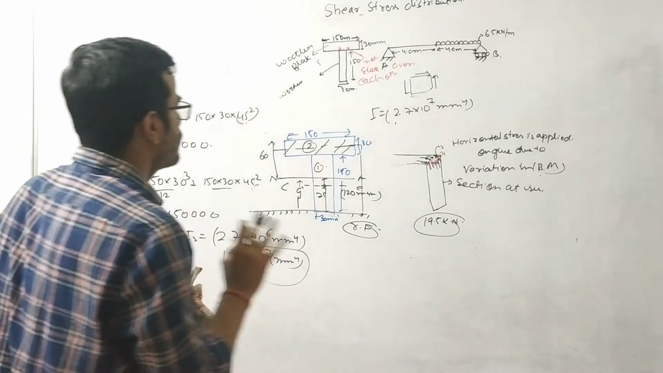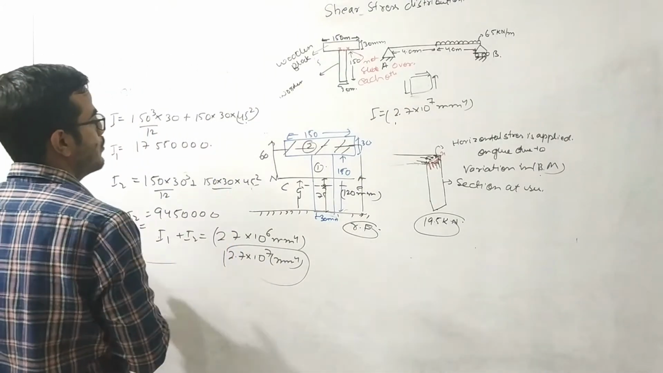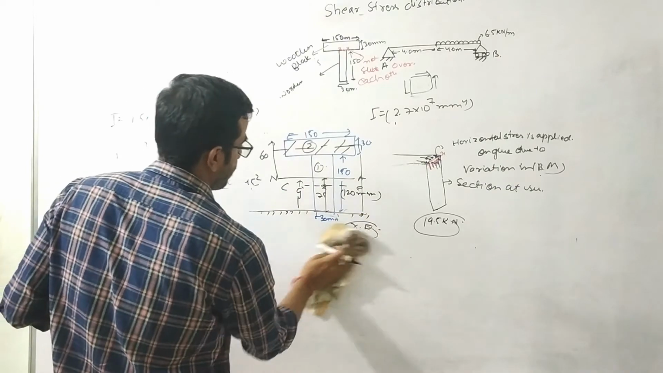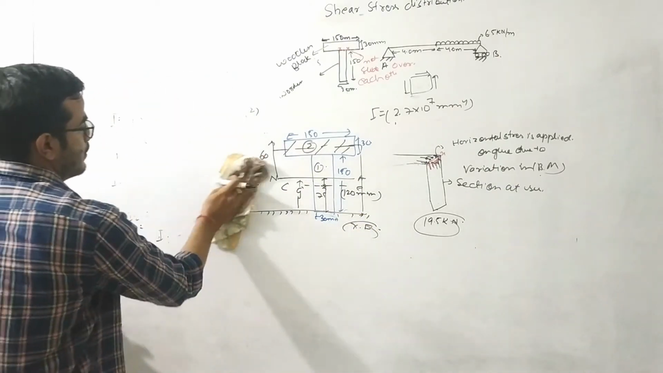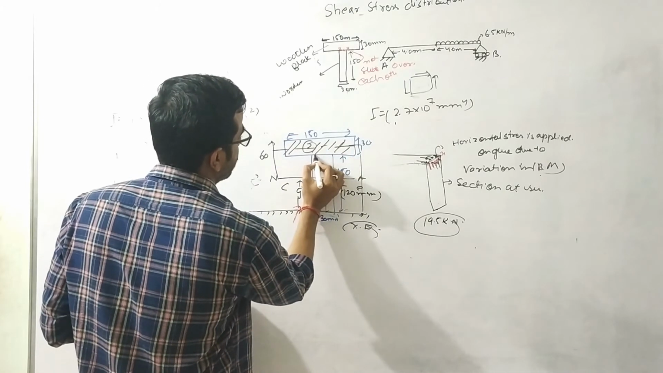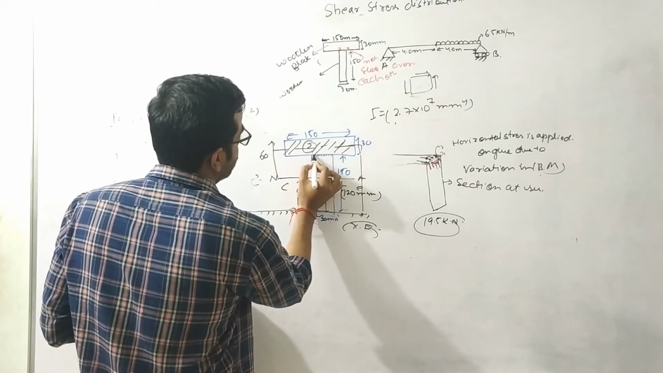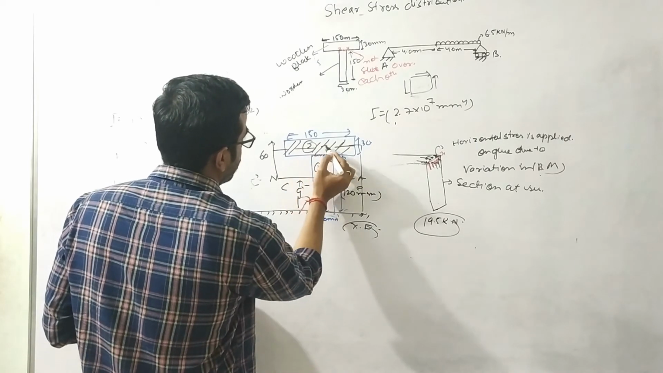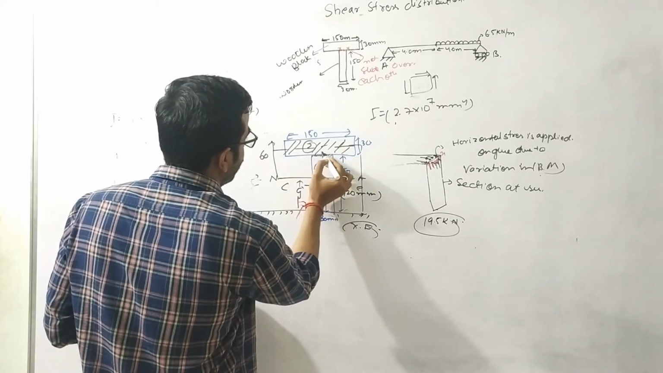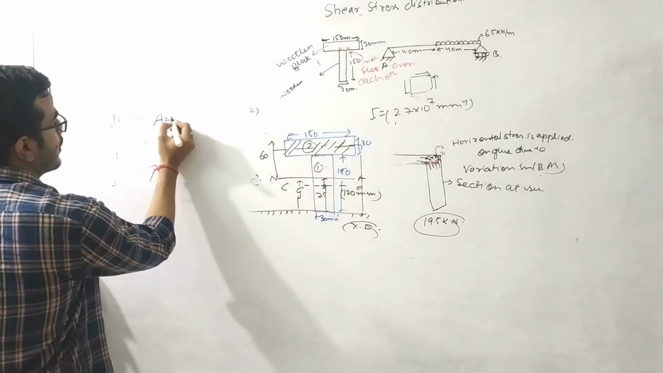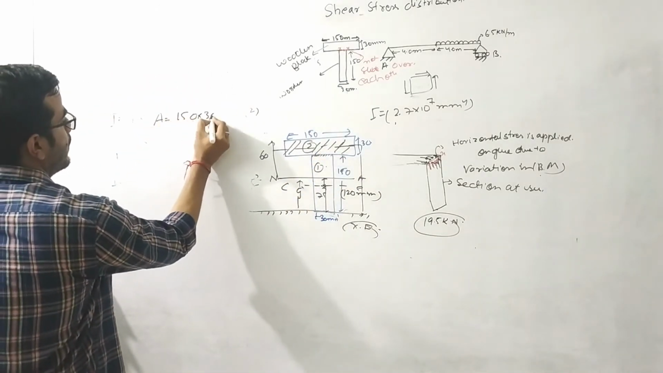Now the next task is to calculate the value of Q. What is the first moment of area about this neutral axis of this cross section area? I need to calculate the shear stress at this point. So for the shear stress at this point, I need to consider the area of this portion. Area of this portion is what? Area equals 150 into 30.